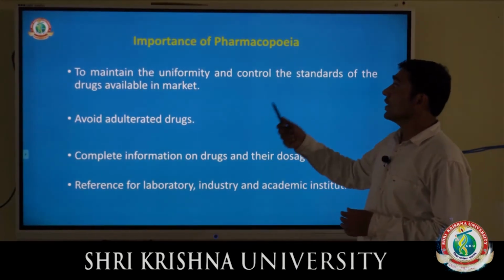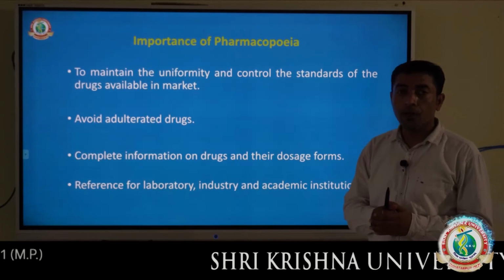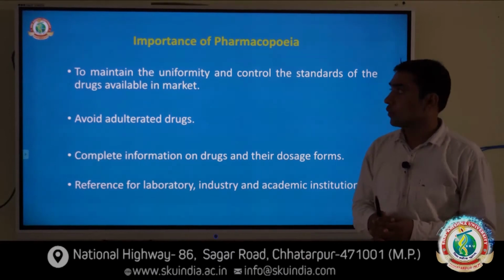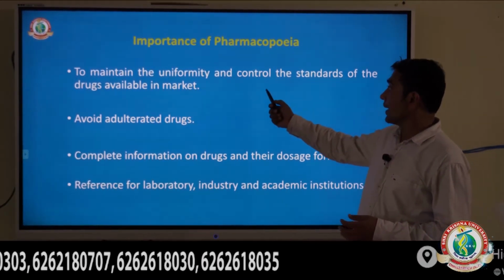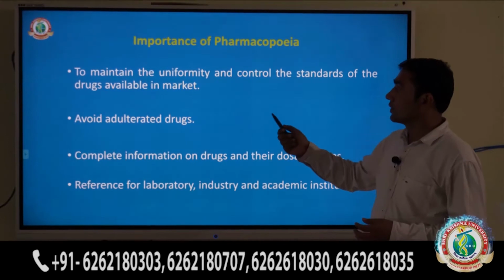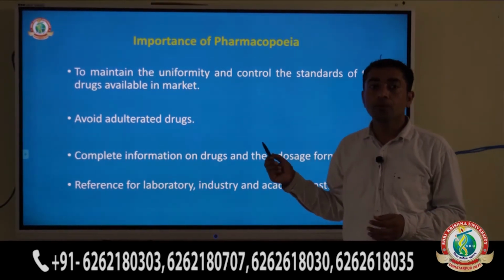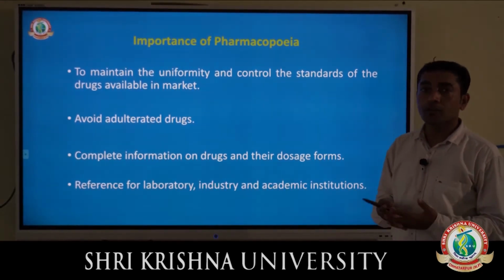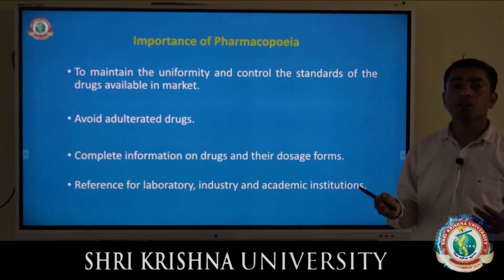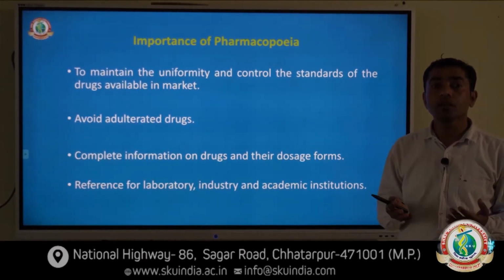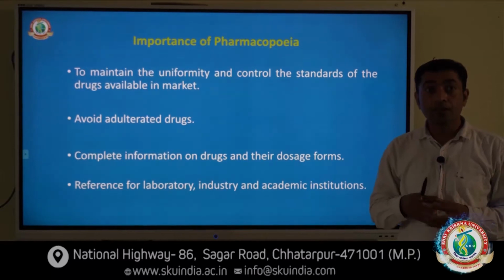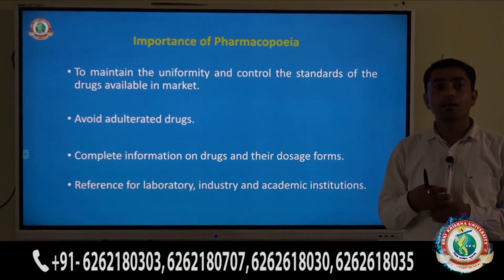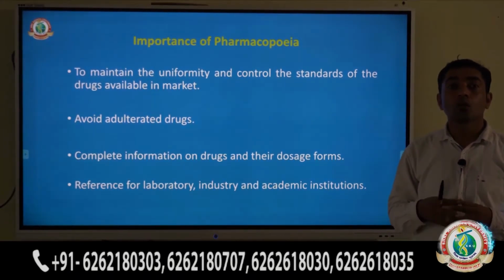Next, what is the importance of the Pharmacopoeia? Why do we use Pharmacopoeia, and why do different countries use it? So, to maintain the uniformity and control the standards of the drugs available in the markets. Suppose we take the example of an antibiotic like amoxicillin, so all the dosage forms using amoxicillin should have uniformity of content, uniformity in quality and uniformity quantitatively.